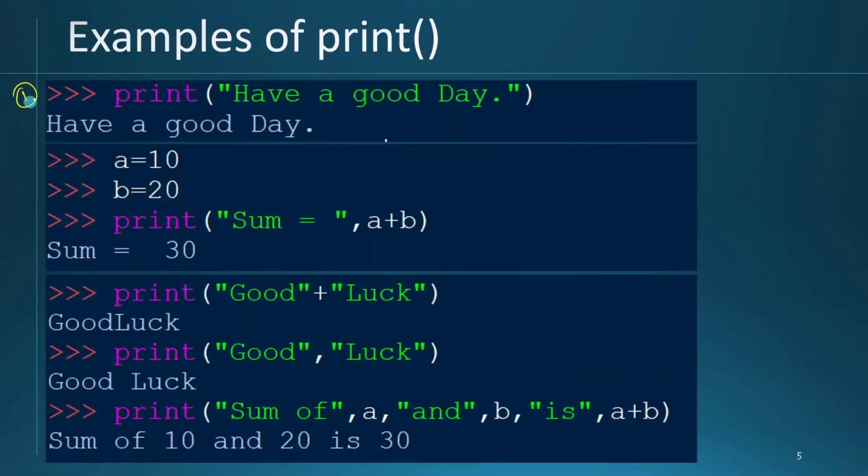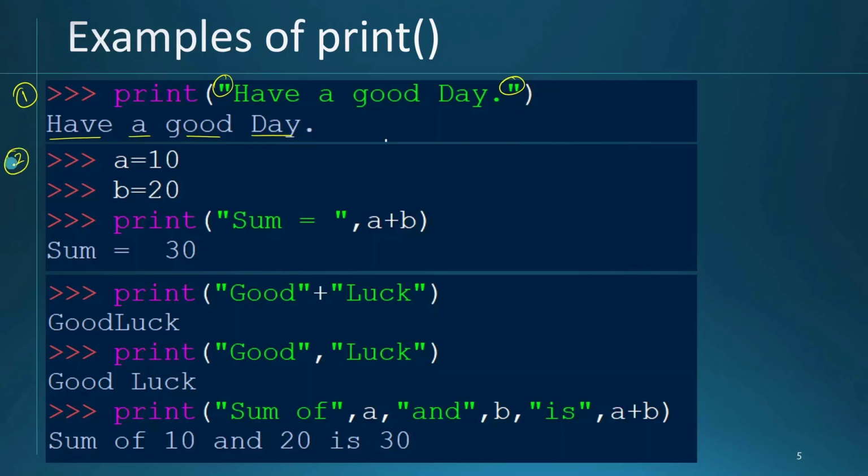Now let's see the first example. Now I'm asking Python to print have a good day. So it will just print everything that we have given inside the quotes. What we have written inside, the same thing will be printed outside. So you can see have a good day will be printed.